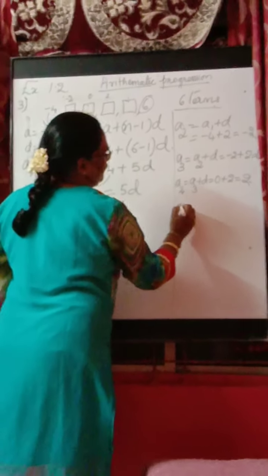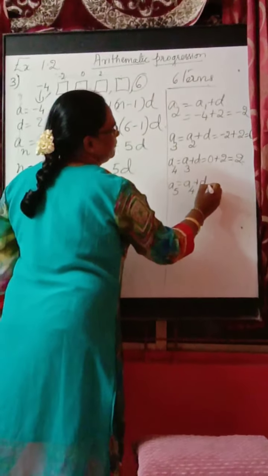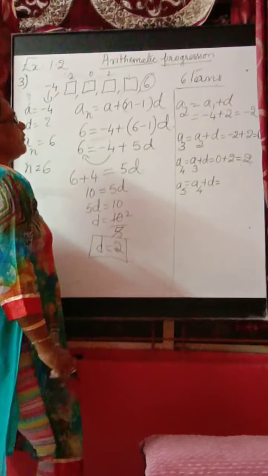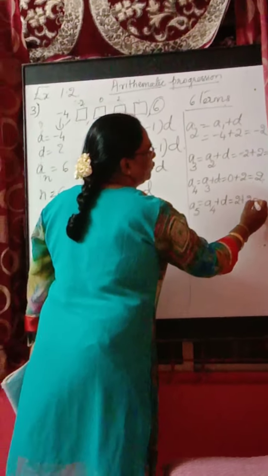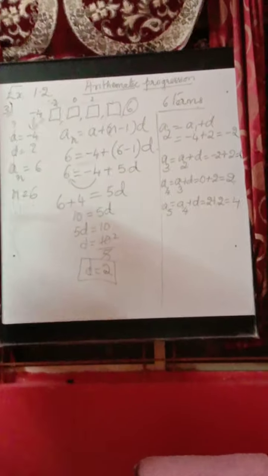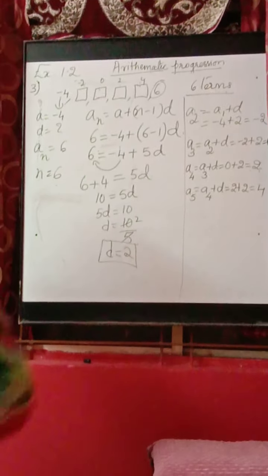Again A5 you have to find out. A5 is nothing but the fourth term plus difference. Fourth term is 2. Just now you have got it. Plus difference is also 2. So both are, plus, 4. Next term automatically, 4 plus 2, you will get 6.